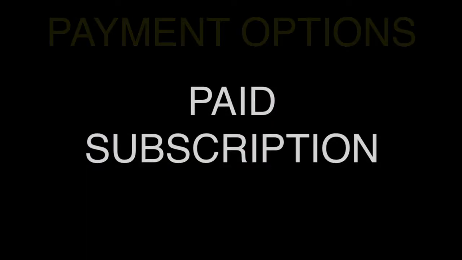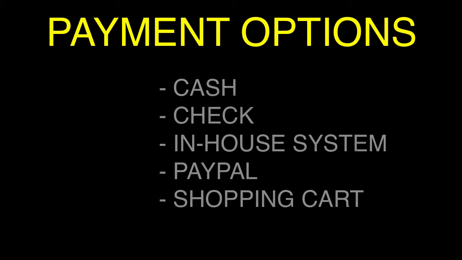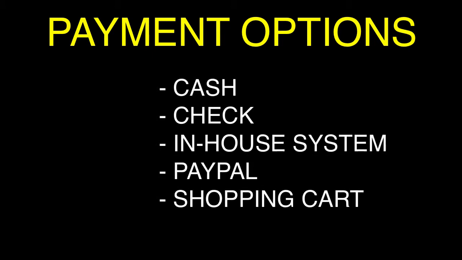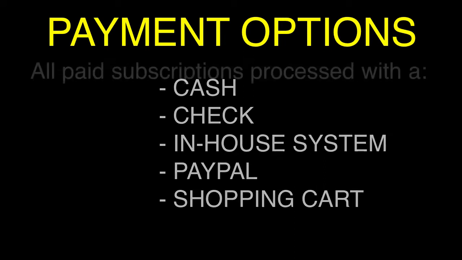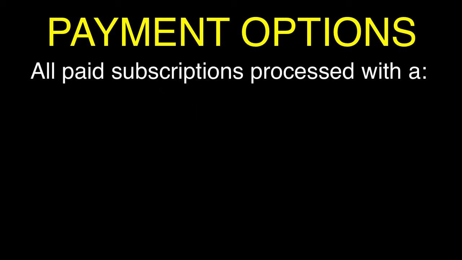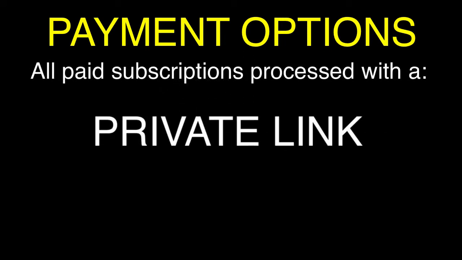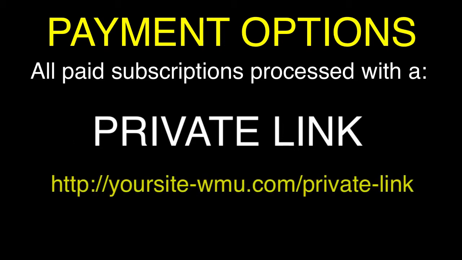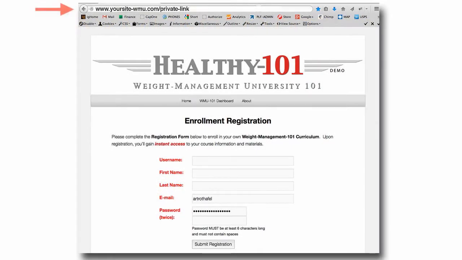For paid enrollment, we purposely designed the application to be flexible for almost any kind of payment, including cash, check, or your own in-house payment system, PayPal, or even an e-commerce shopping cart. All of the paid enrollments are basically handled the same way, through a private link. An unpublished private link is used as a way to protect exclusive web content, and in this case, it's used to protect the WMU 101 registration page.